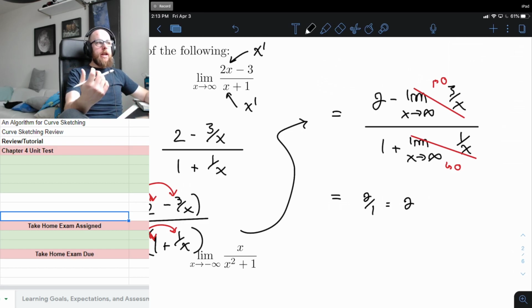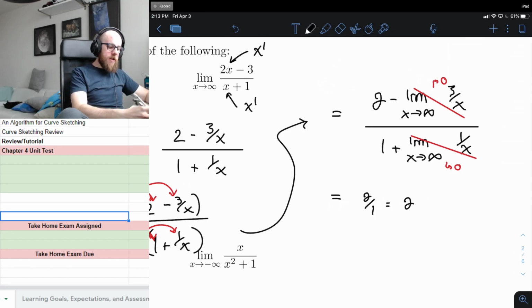Okay. And so that's the method that we use to evaluate limits at infinity. We divide through by the highest power, we simplify, and then we recognize that the limit of something over x is just equal to 0.